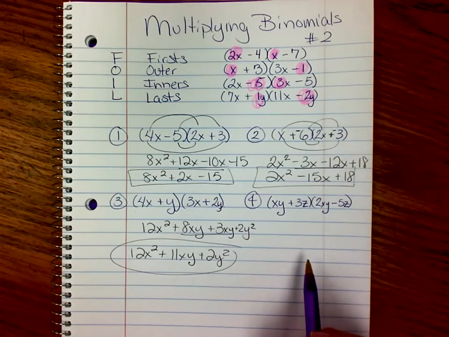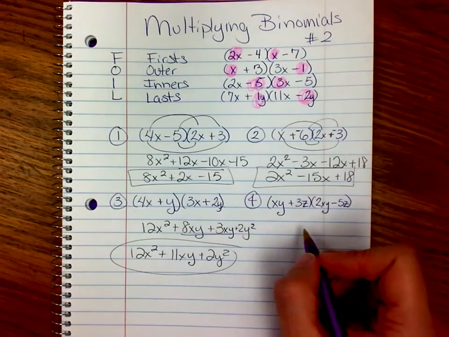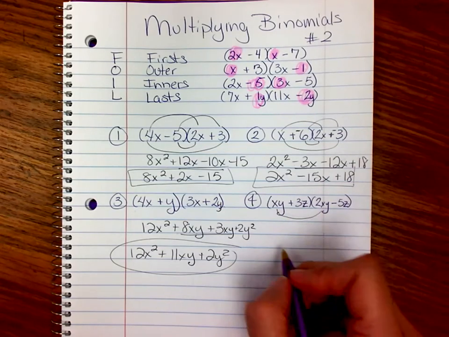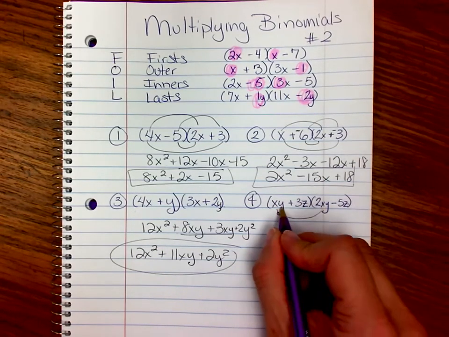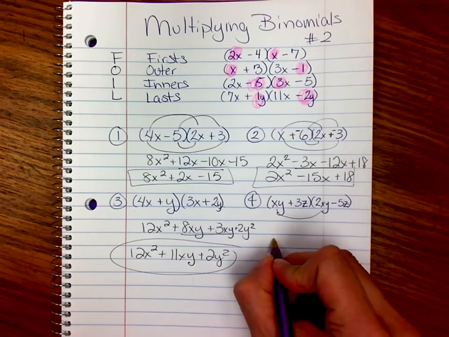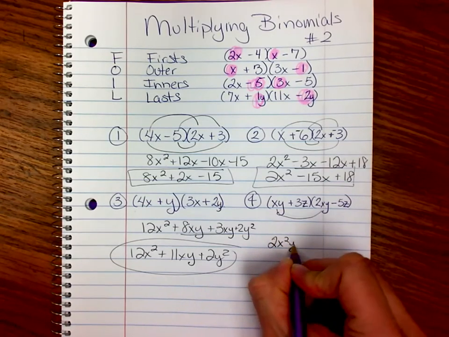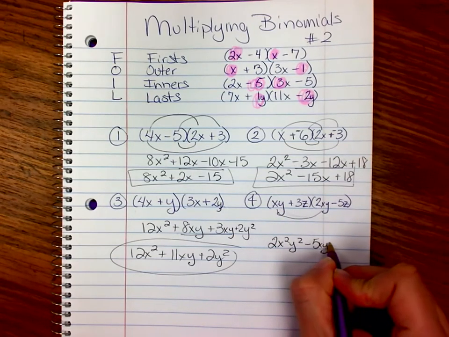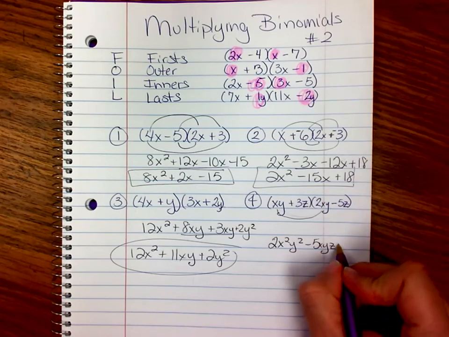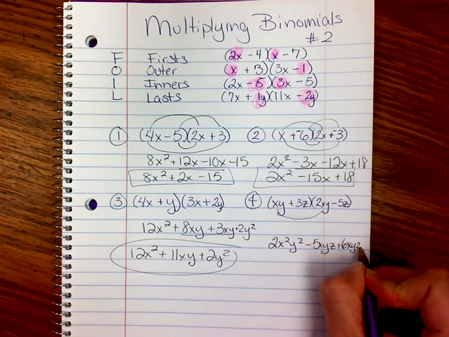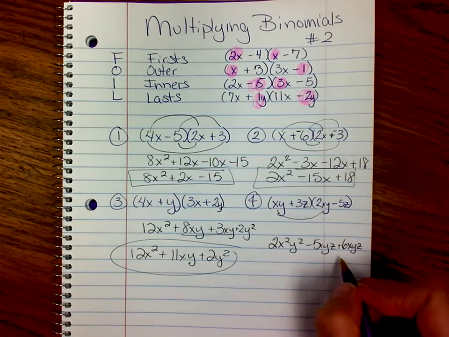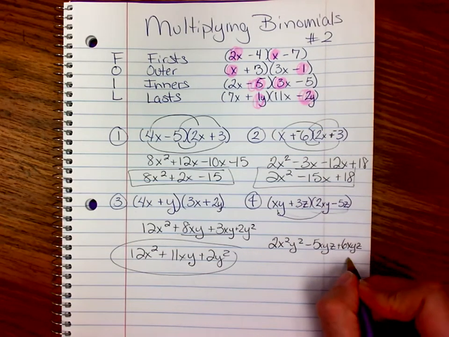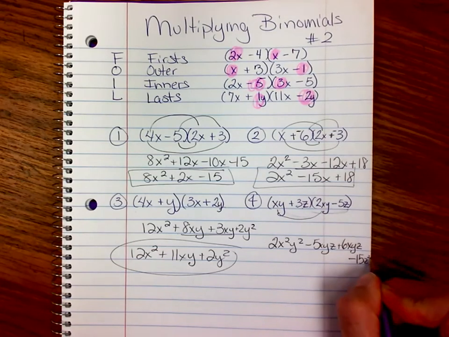And over here, we have another variable out there. I wanted to show you at least one like this. So our firsts, we get 2 times x times y times y, if you want to think about it that way. So it's 2x squared y squared. When we do our outers, we get a negative 5xyz. Our inners get us a plus 6xyz. And I'm running out of room, I'll write it below here. And then when we do our lasts, we get a 3z times a negative 5z, which is negative 15z squared.